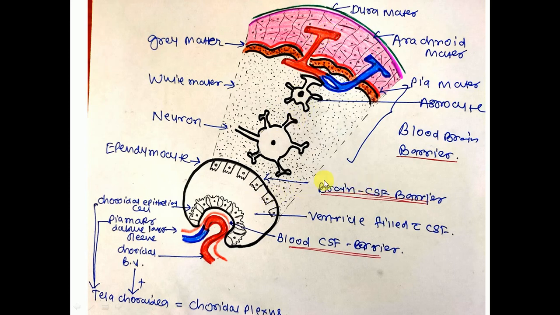Second, brain CSF barrier, that is the barrier between the brain and CSF. Okay, so the main barrier between these two is the processes of the neuron and intercellular space and ependymocyte, that is the brain CSF barrier. Okay. Third one is the blood CSF barrier, that we have already learned, it is the barrier between the choroidal blood vessel and choroidal epithelial cell, that is known as blood CSF barrier.